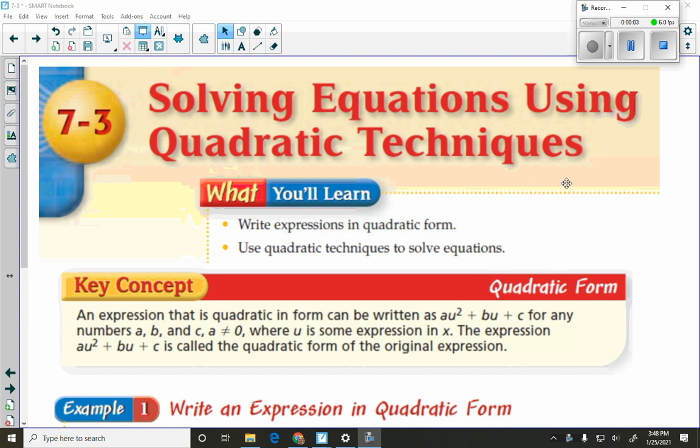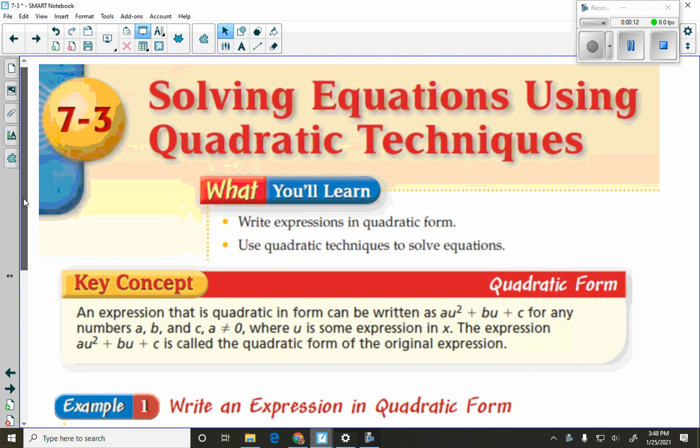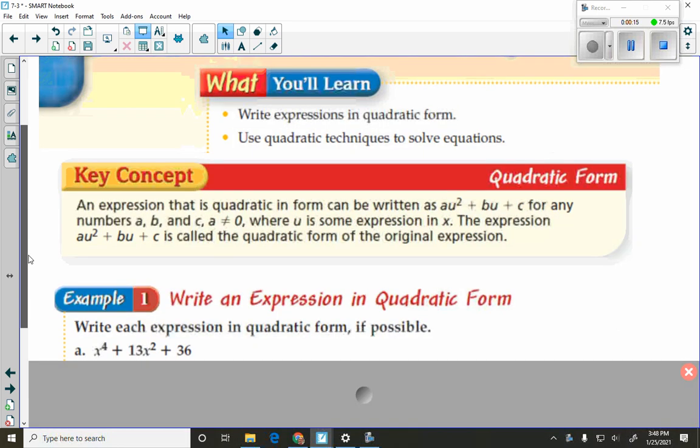Hello. Today we're going to be talking about solving equations using quadratic techniques. So we're going to look at equations that are bigger than quadratics, but look an awful lot like them. If I look here in example 1, it's a trinomial, and it looks like a quadratic. It's an even exponent, but we can treat it like a quadratic and solve it. Let me explain just a little bit easier.